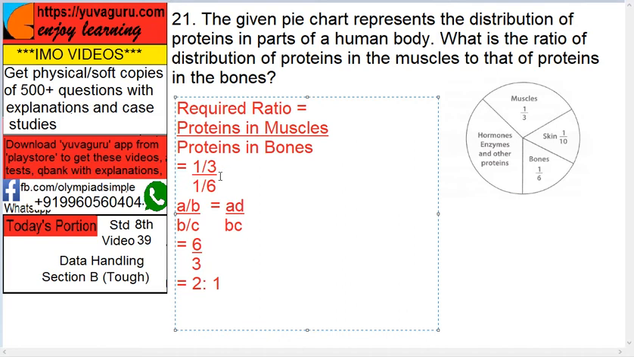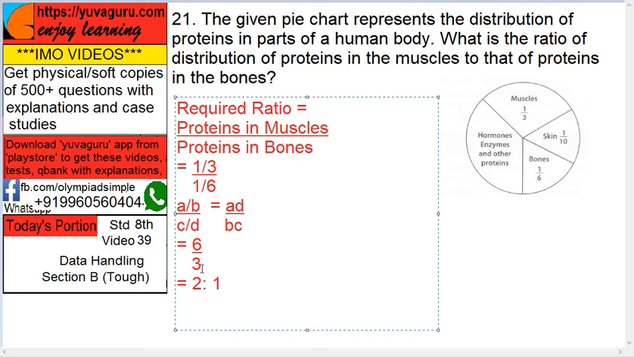What is proteins in muscles? 1/3, 1 upon 3. What is proteins in bones? 1/6. Now this you will have to solve. The formula is (A/B) upon (C/D), the whole, which equals AD upon BC. D comes over here and BC come down.